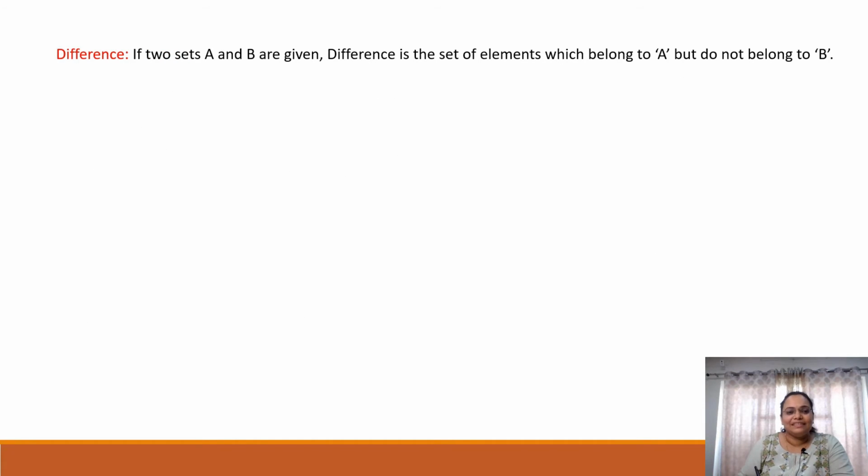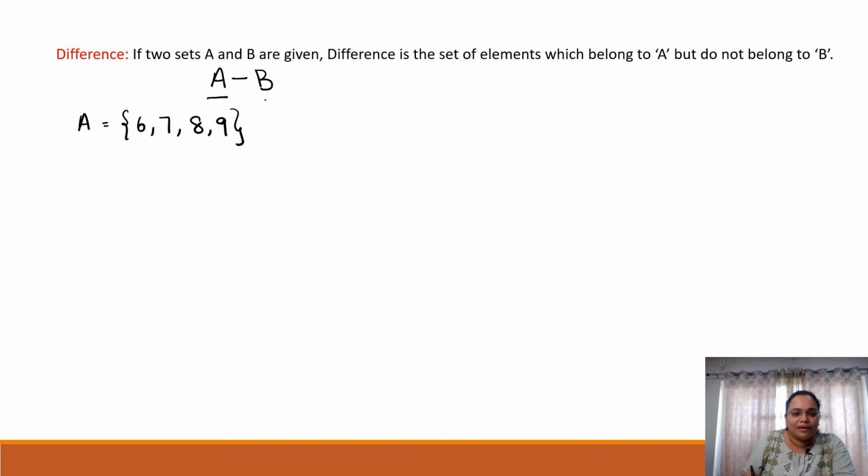The next one is difference. Difference of sets: if two sets A and B are given, difference is the set of elements which belong to A but do not belong to B. A minus B. So if you have A equal to {6, 7, 8, 9} and B equal to {8, 9, 10}, what is A minus B?